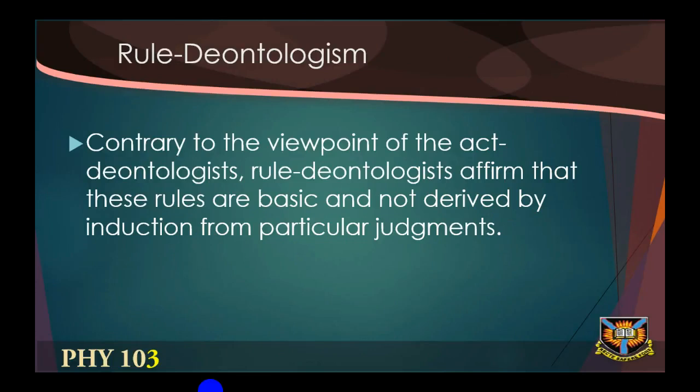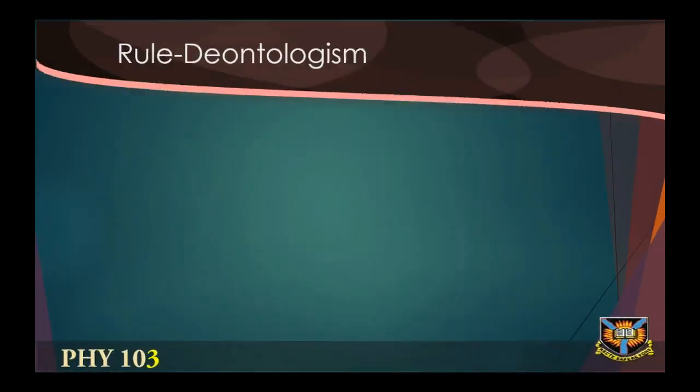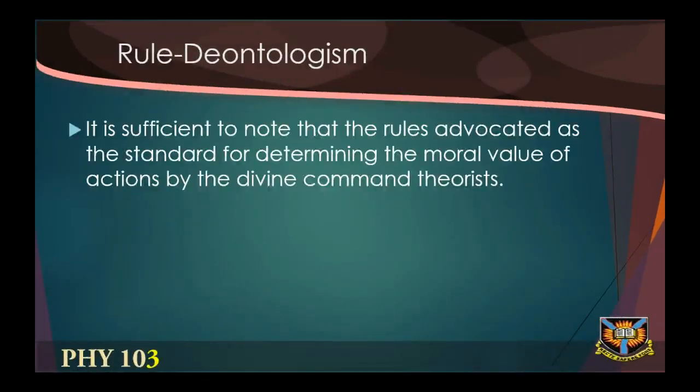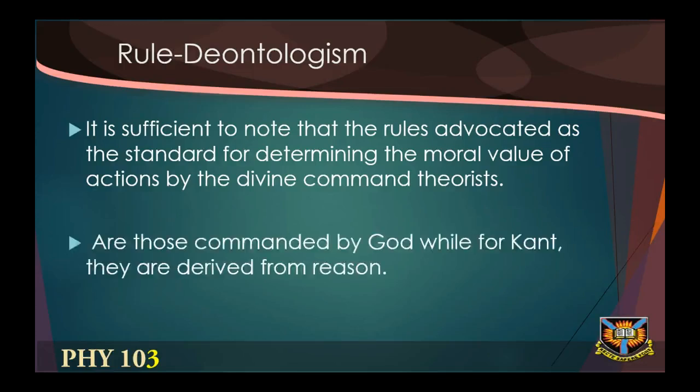Two prominent examples of theories that fall under the rubric of Rule-Deontologism are the divine command theory of morality and Kant's moral theory. These are to be discussed in detail in subsequent lectures. But for now, it is sufficient to note that the rules advocated as a standard for determining the moral value of actions by the divine command theories are those commanded by God, while for Kant, they are derived from reason.